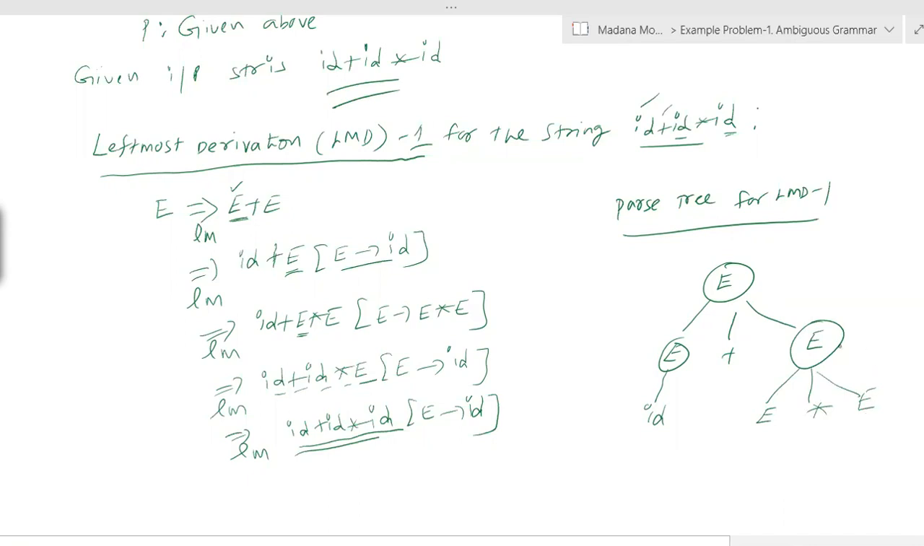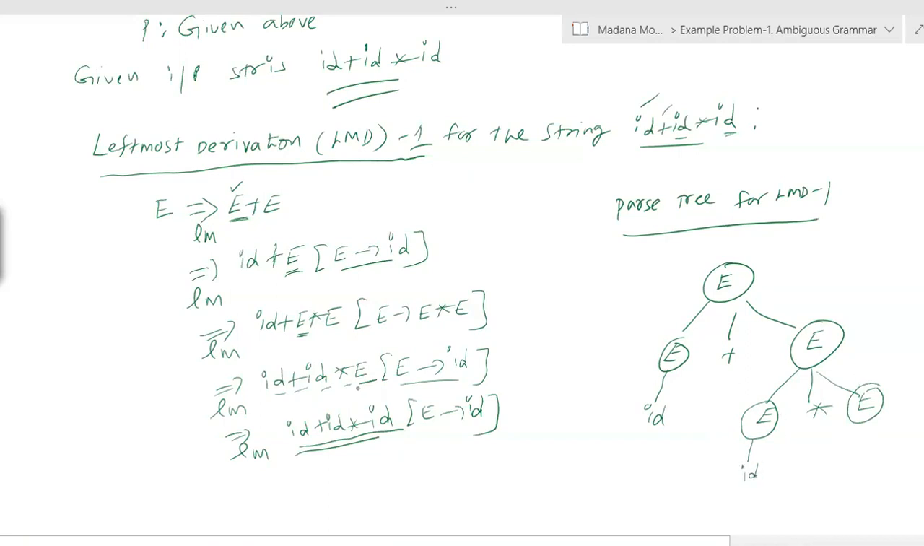E into E are children of E. In these children, E is again a variable. Here also a variable, so represent it within a circle. Then into E is a leaf node, so we can't use a circle. Then what we did here, the leftmost E, we substituted again E derives ID. So this is substituted by ID. ID is the child of E.